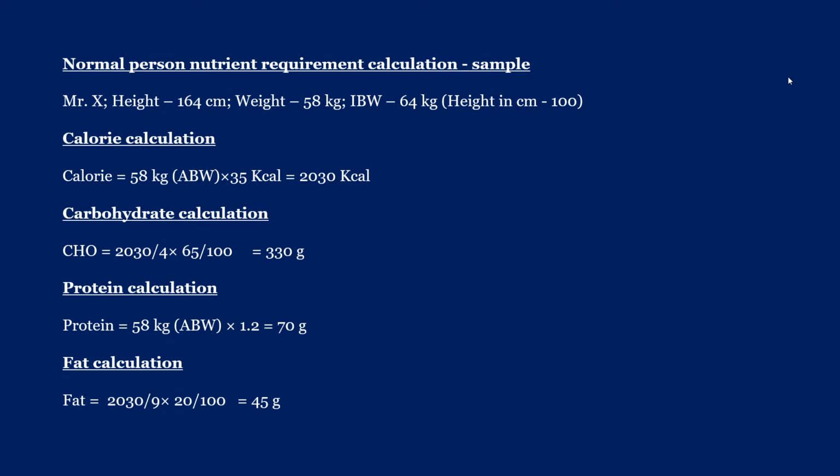His carbs calculation will be calorie divided by 4, multiplied by the recommended percentage. His protein requirement is calculated with actual body weight into the recommended grams of protein. For fat calculation, the calorie divided by 9, multiplied by the recommended percentage.